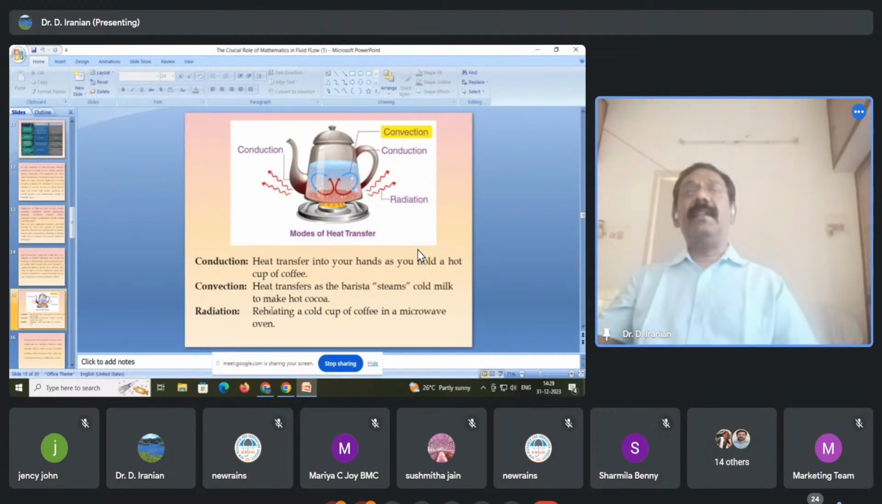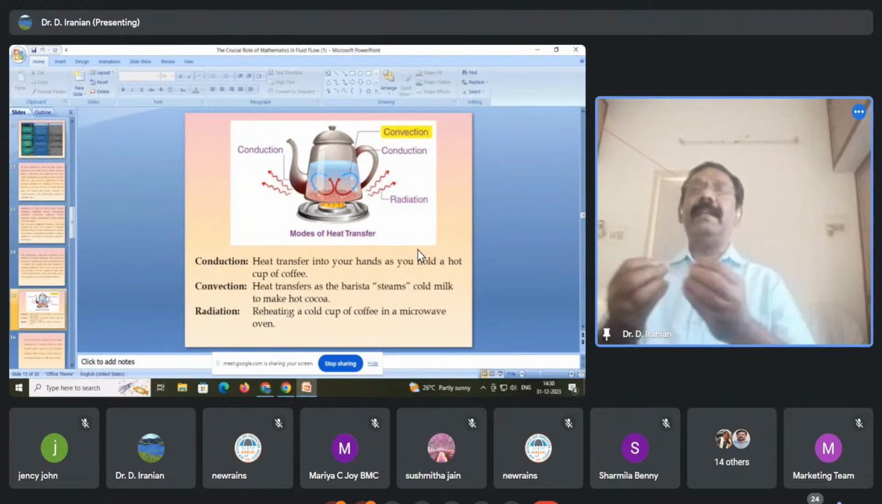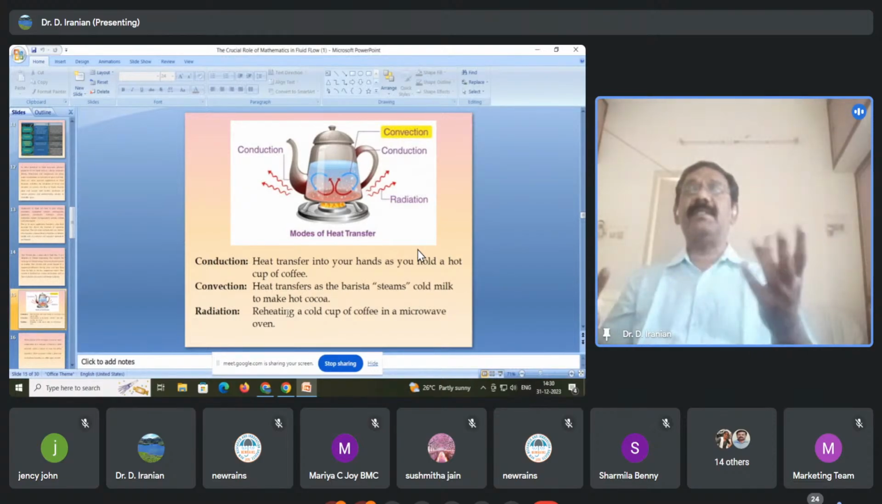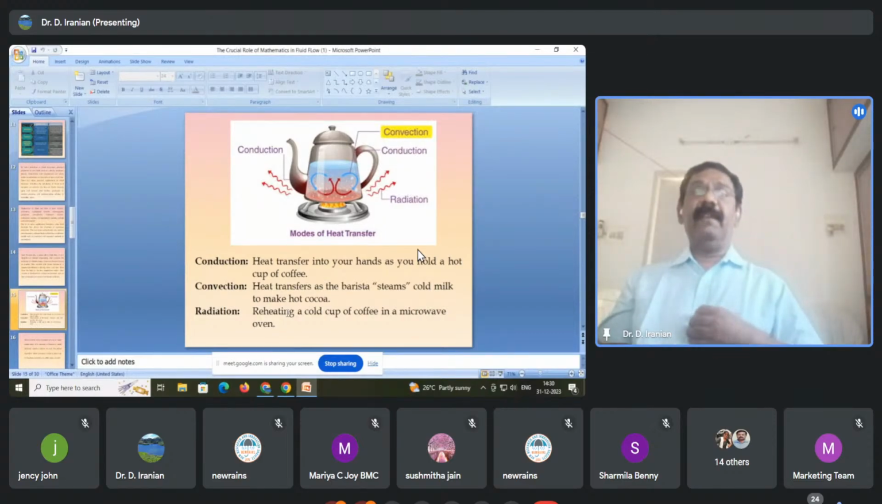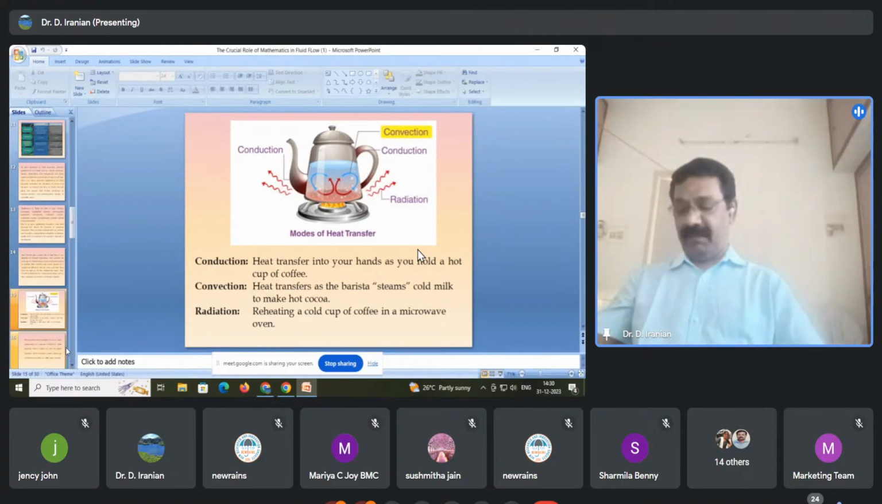And then radiation. Reheating a cold cup of coffee in a microwave oven. Radiation means actually it emits. Like in places such as Tirupati and Vellore, there is so much temperature in summer. Why? Because of the radiation of heat from rocks. Many rocks are there in Vellore and Tirupati. That's why heat emitting is there. It means radiation. So these three kinds of temperature changing occur in fluid flow. Okay, main thing this one.